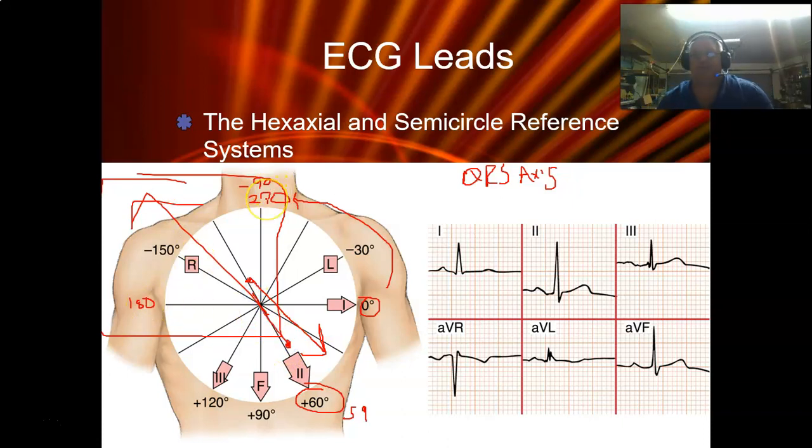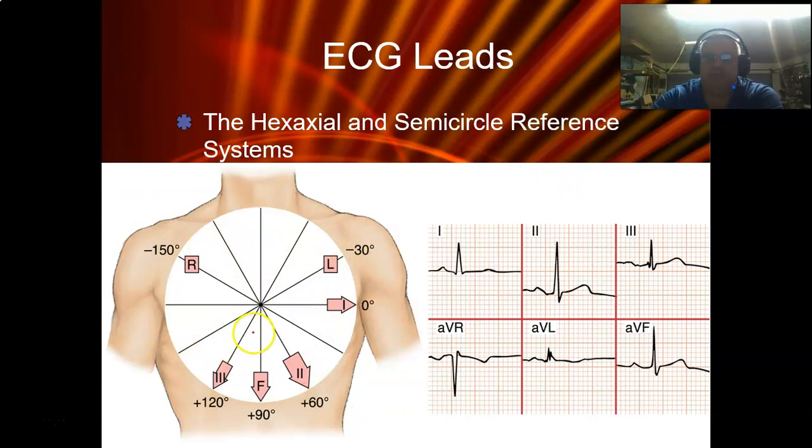and minus 90. And we refer to that as no man's land. Or this set of slides calls it the indeterminate axis. I call it no man's land because it's really bad.